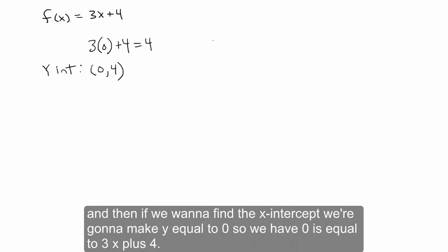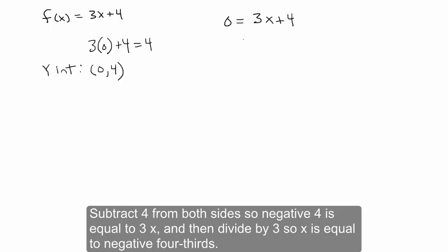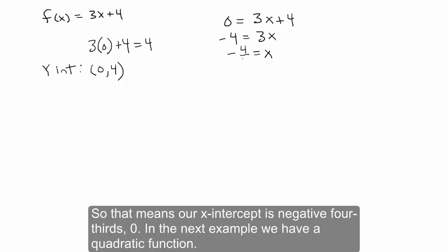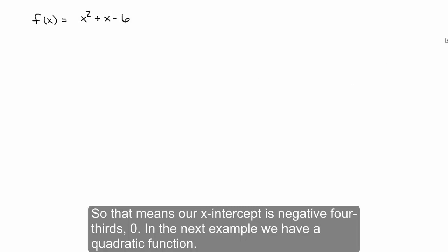And then if we want to find the x-intercept, we're going to make y equal to 0. So we have 0 is equal to 3x plus 4. Subtract 4 from both sides. So negative 4 is equal to 3x. And then divide by 3. So x is equal to negative 4/3. So that means our x-intercept is negative 4/3, 0.